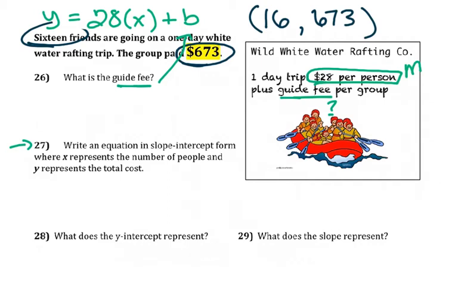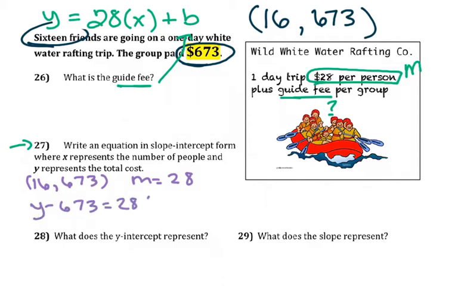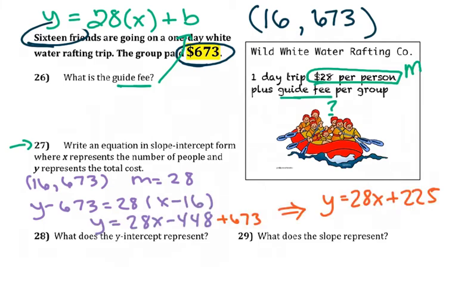So when you're writing an equation in slope-intercept form, you need a slope and you need a y-intercept. I don't have a y-intercept. What do I have? I have an ordered pair. I have a point. I have a slope. And so I can use the point-slope formula. So I'm going to say y minus 673 equals 28 times x minus 16. And I'm going to simplify that.